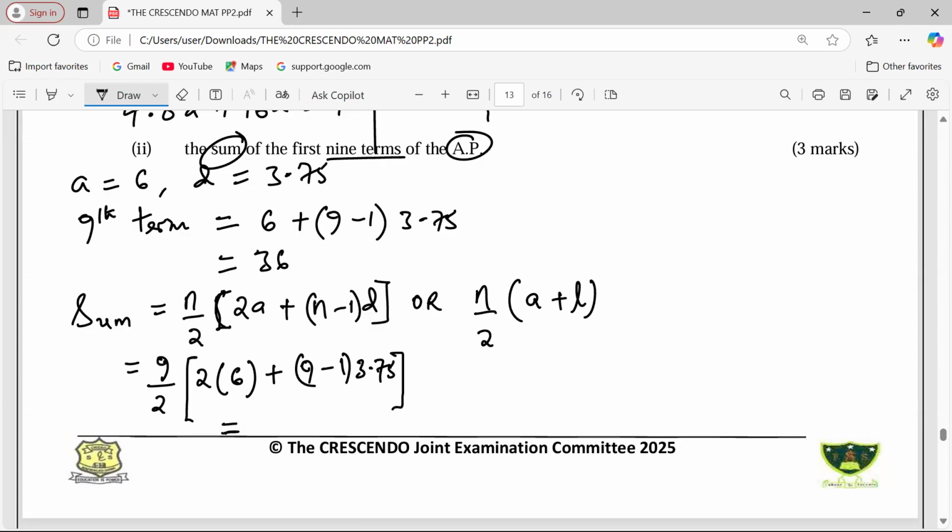Is that so? Yeah. Then 30, we are supposed to add 12 to get 42. Then we multiply by 9 over 2. So 42 times 9 over 2 is giving us 189.